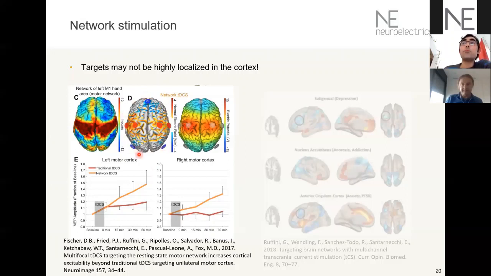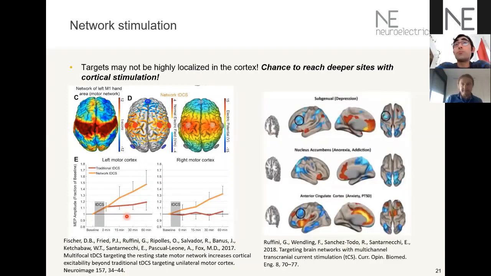And after we applied montage optimization for that target map, and we tried the effects of that montage on motor evoked potential magnitude, we found that this approach led to a bigger increase on the motor evoked potential amplitude than the traditional approach where they used the anode over C3 and the cathode over the contralateral eyebrow.